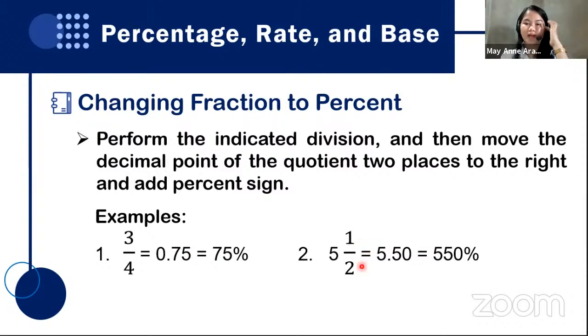And for 5 and 1/2, automatic 5 na yung whole number. Oh, we have 500% already. So you have 1/2 in decimal. This is 0.5. So then since we will convert this to percent, move 2 places to the right. So 5.5 or 5.50 is 550%. Okay. That's for changing percent to fraction, fraction to percent, decimal to percent, and so on.